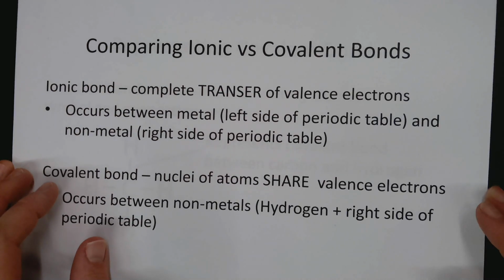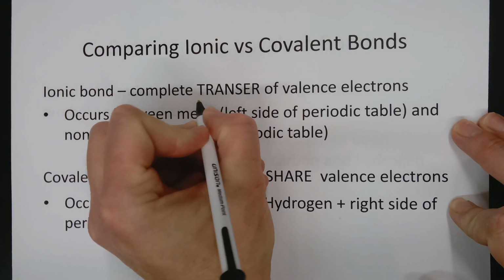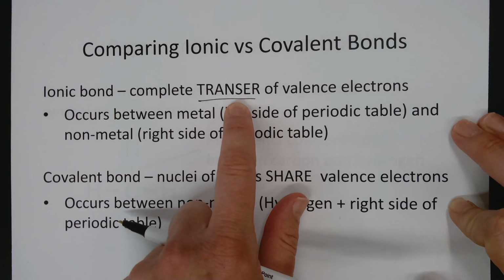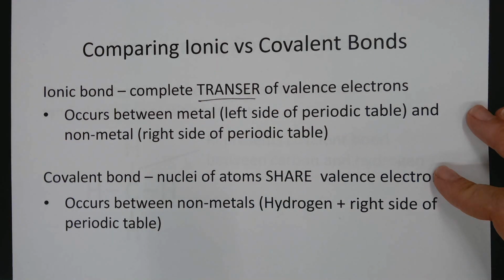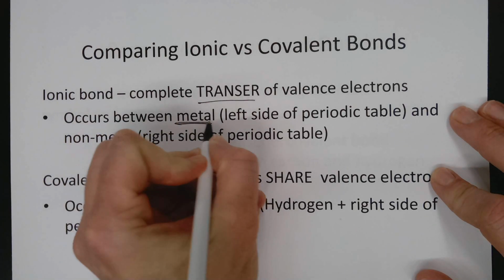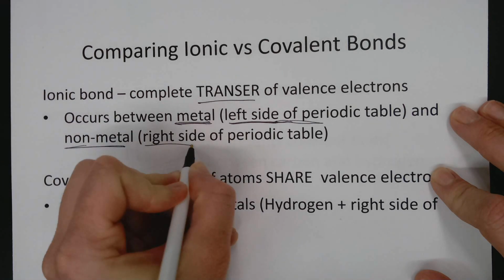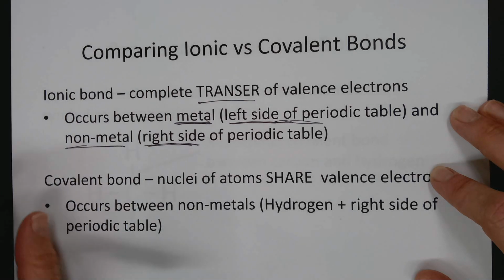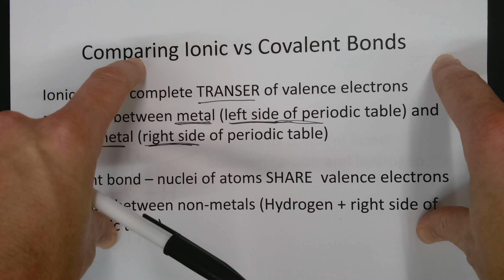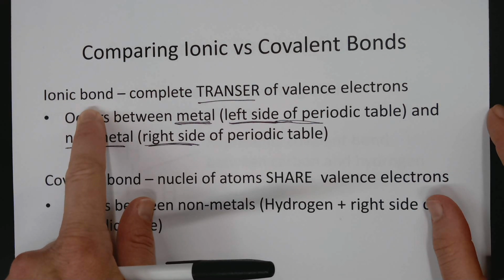So when we compare ionic versus covalent bonds, remember an ionic bond is when we're completely transferring valence electrons. So that's where one atom gives its valence electron and the other receives the valence electron. This typically occurs between a metal, so we're looking at the left side of the periodic table, and a non-metal, so we're looking at the right side of the periodic table. So if you're looking at the periodic table and you have an element on the left side forming a bond with an element on the right side, chances are you're going to be looking at an ionic bond.